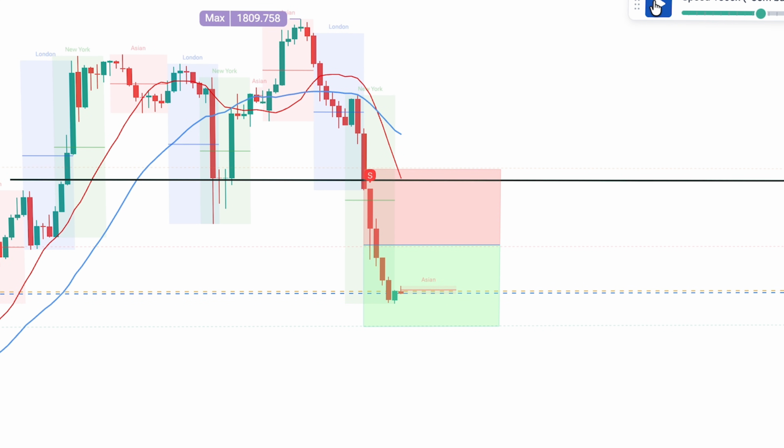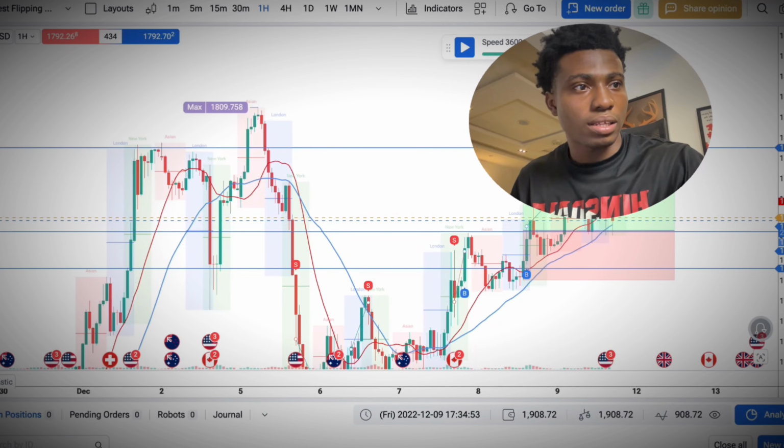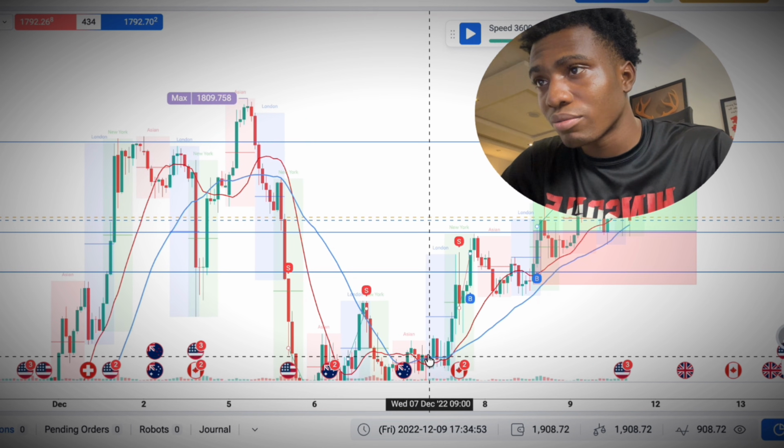Now at this point there is an Asian session trying to happen, so I decided to secure profit on this one, and again I took an extra three trades, of which I lost one and won two.